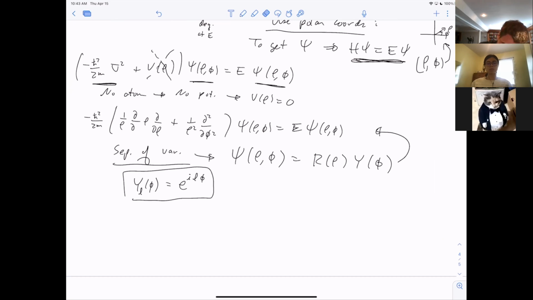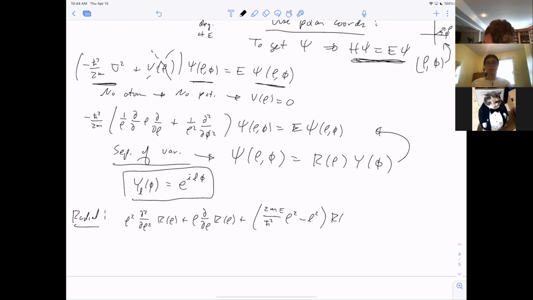The radial part looks like this. Let's write the radial part: rho squared d squared R/d rho squared, plus rho dR/d rho, plus (2mE over h bar squared rho squared minus L squared) times R of rho equals 0. Okay, so this is one way of writing the radial equation.